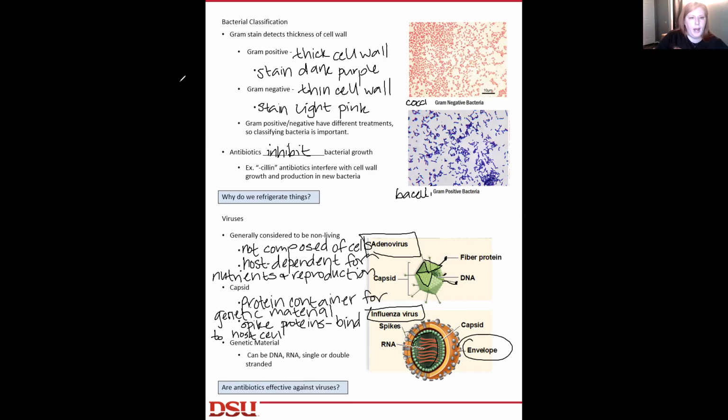So what happens, are antibiotics effective against viruses? The short answer is no, because they're not alive. Antibiotics, notice the word bio in there, referring to something that's alive. Antibiotics target living things such as bacteria, fungi, parasites, stuff like that. But they're not going to work against viruses because they're not alive. That's why if you go in and you have a viral infection, they're not going to start you on antibiotics. There's no point.